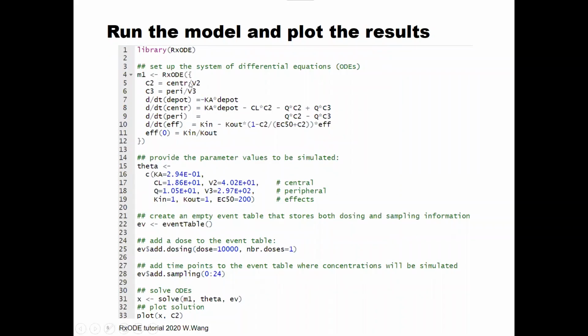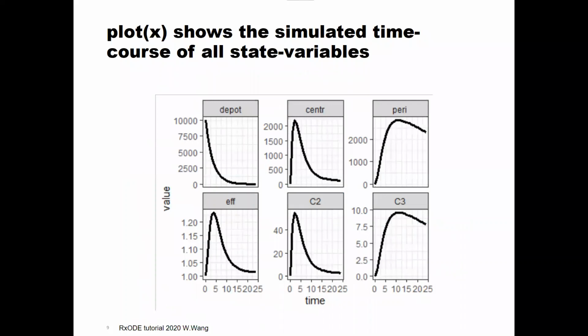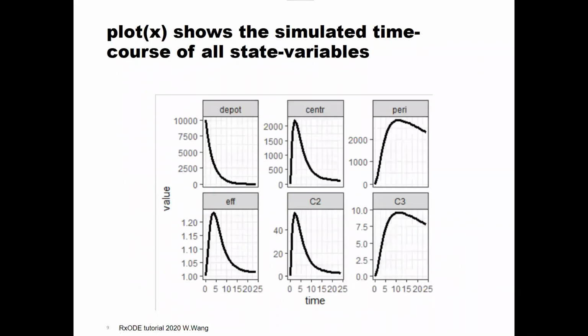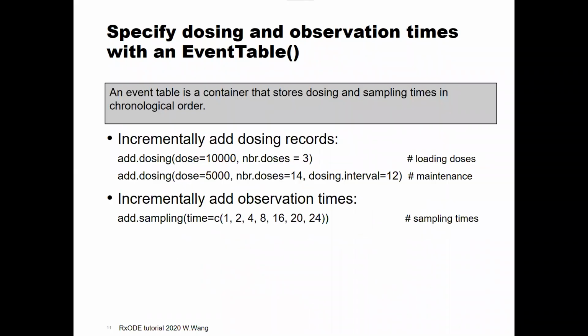After you have the differential equation object M1, your input parameters, and your event table, you call the method solve to do the ODE solving or prediction. Afterwards, there is yet another helper method called plot to plot out different simulated results. If you do not specify any quantities like what I did here, C2, then by default, it will simulate all the state variables as well as the derived variables. So the important part is to specify the dosing information. An event table is a container that stores dosing and sampling times in chronological order.